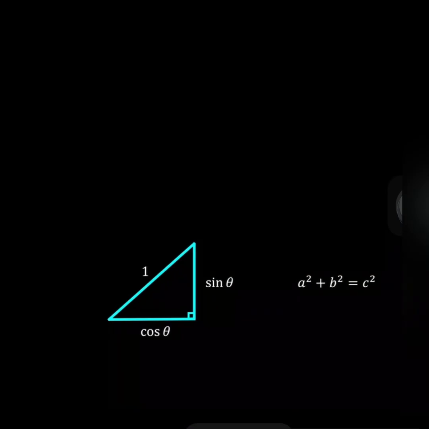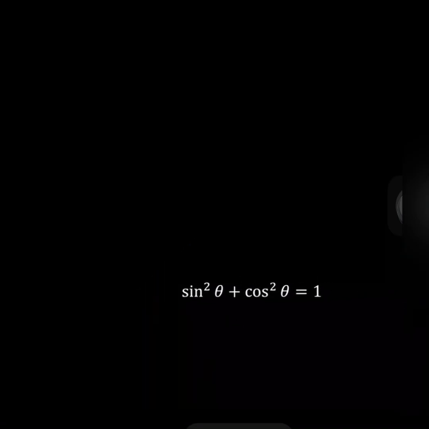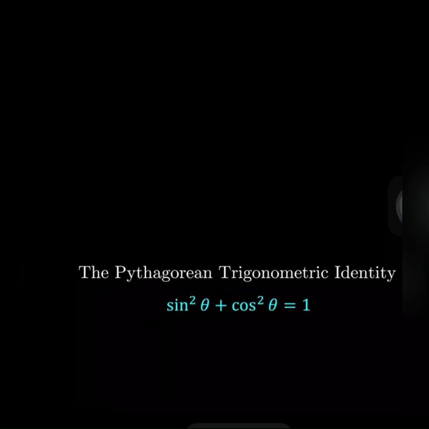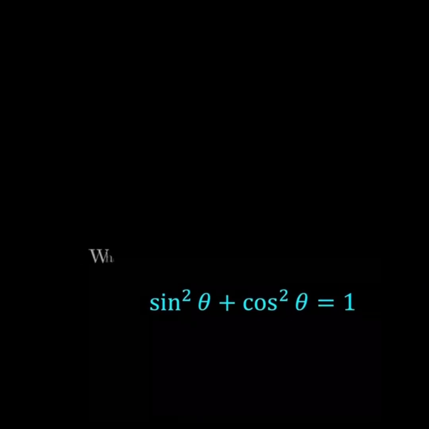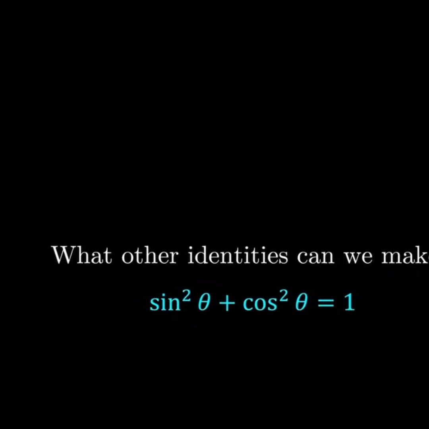Now, because this is a right-angled triangle, the sides must follow Pythagoras' theorem. If we substitute the lengths we found, we get cosine squared theta plus sine squared theta equals 1 squared. This simplifies neatly into the fundamental Pythagorean trigonometric identity. At this point, we should be very familiar with the Pythagorean identity. But what other identities can we create from this?